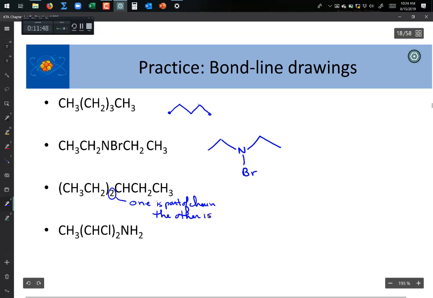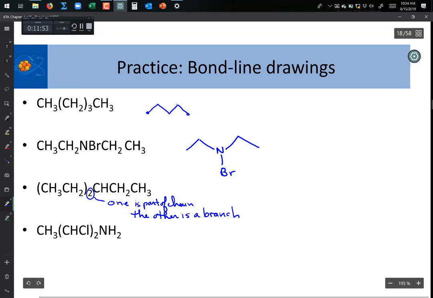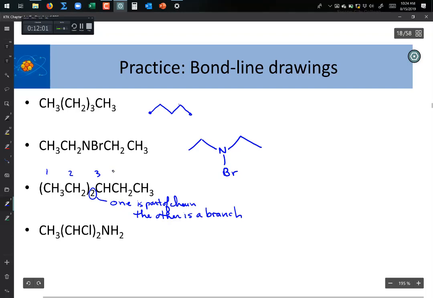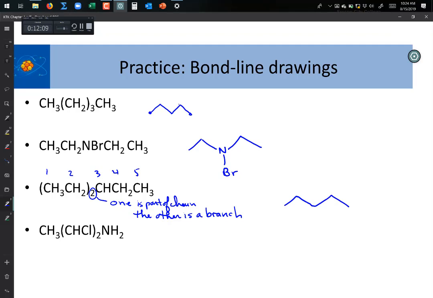Like a tree. Or a river. So I'm going to go again. That one is like this. 1, 2, 3, 4, 5. So it's actually this. Just like I drew in the first one. Which carbon, right, does the branch come off of? The middle one, number 3, right?